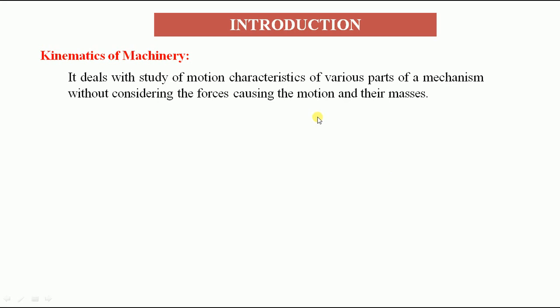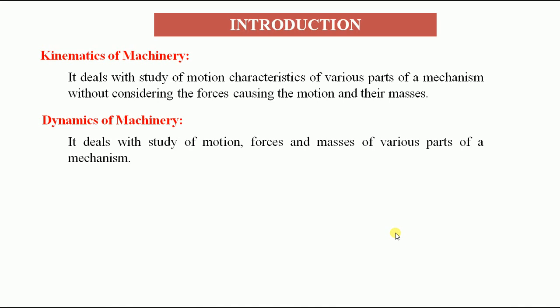So we only need to discuss characteristics like velocity, acceleration and displacement, without considering the forces by which the part is gaining a particular velocity and acceleration, and mass also is neglected in the kinematics of machinery. And similarly when you go to the dynamics of machinery, it deals with the study of motion, forces and masses of various parts of a mechanism. Dynamic means it should be under motion. So in dynamics of machinery, we discuss the motion by considering the forces and masses by which the part is gaining particular motion in the form of velocity and acceleration.